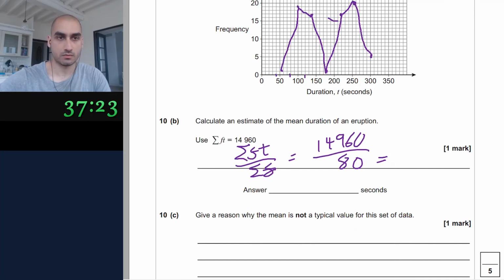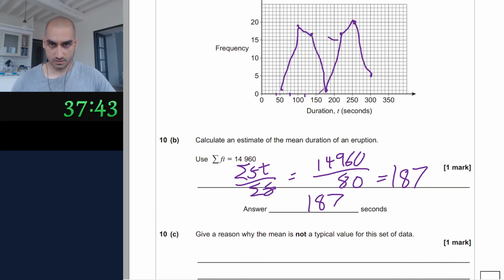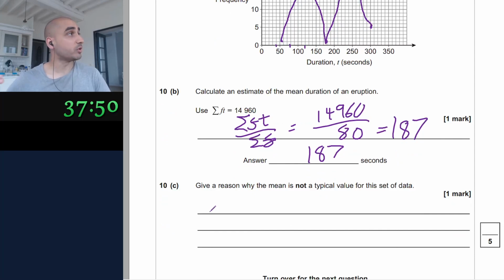14960 divided by 80. 187. So that's 50s, 78. So it's about here. Yeah. But the problem is it's bimodal. I mean, it's binormal if it's actually Gaussian, but this is not Gaussian. This is just, I think, bimodal.